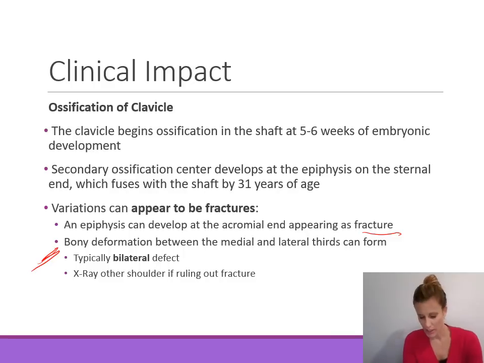If you're stuck and you're not sure if this is a fracture or not, you can go ahead and x-ray the other clavicle. The reason for this is that this bony deformation is typically a bilateral defect. It typically occurs on both sides, whereas trauma that fractured the clavicle is not going to occur on both sides. A fracture won't be on both sides. So if you x-ray the unaffected side and see the same deformation or the same anomaly that looks like a fracture, then you know that your affected side is not actually fractured.